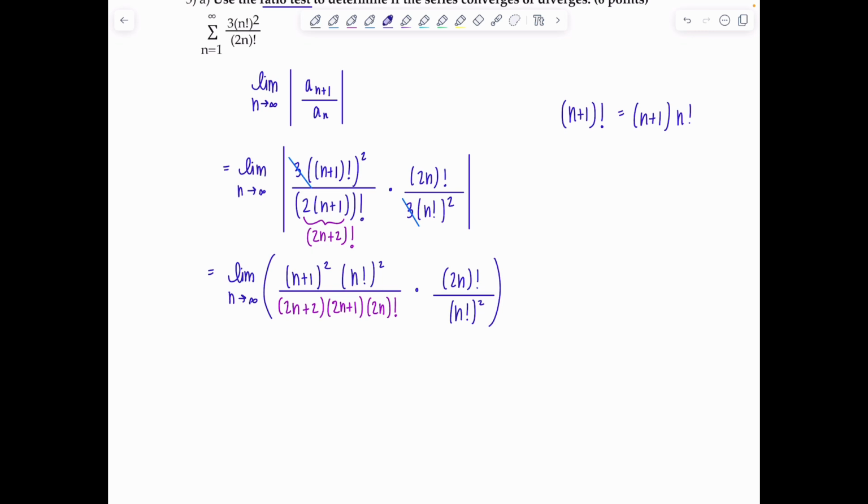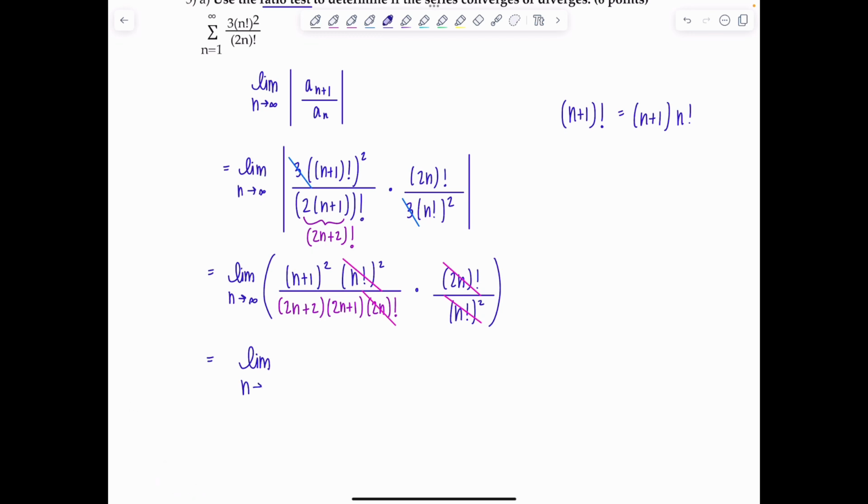Okay, now we get to have a lovely little cancel party. Let's see, let's do it in pink. So n factorial squared, gone. 2n factorial, gone. And that's pretty much it for now. We can cancel something else in just a second.